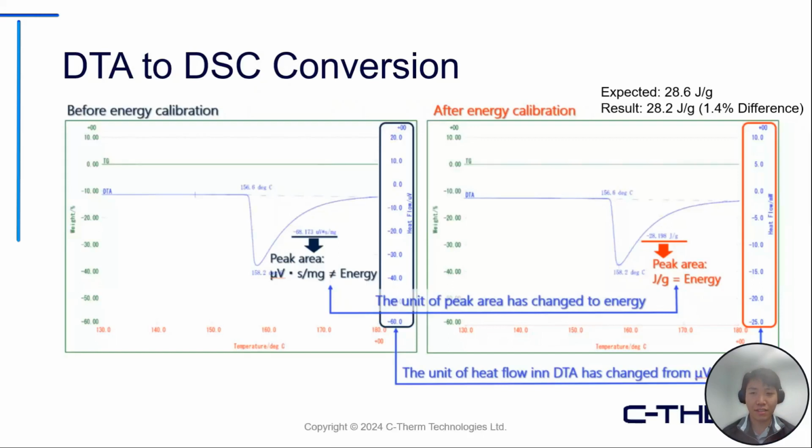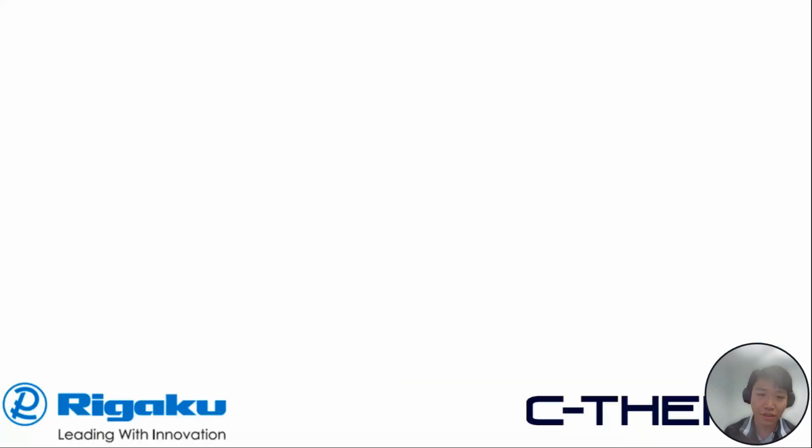And I'll show you later, but the creation of energy calibration is relatively simple because all you have to do is to load the metals I've shown earlier into the sample holder and measure the melting as it occurs within the temperature range. So here I'd like to show how you can load the sample into the STA 8122 unit.